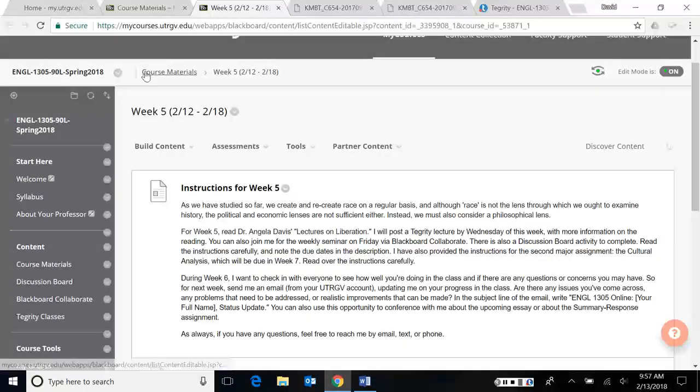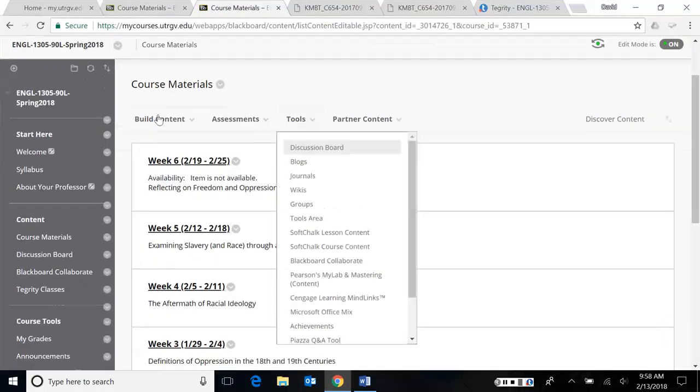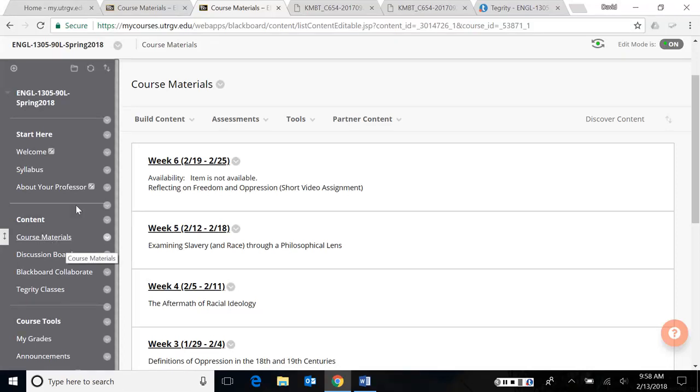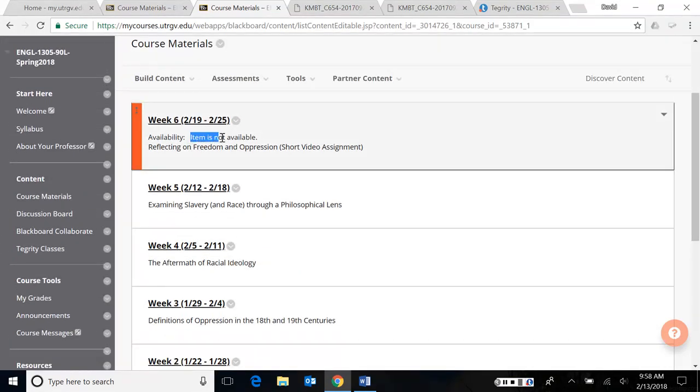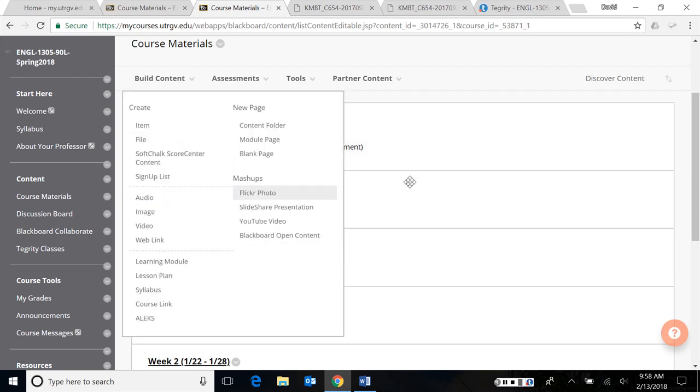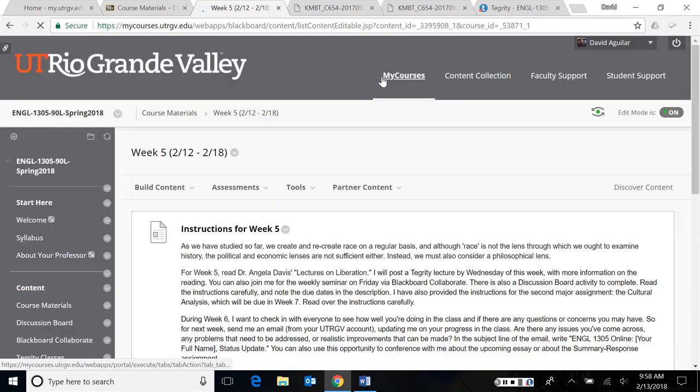And you can find, again, all the course materials you need here under course materials. Right here, everything's divided in weekly folders. You'll notice right now week 6 is not available yet. I haven't made it available. As soon as I do make it available, I'll send out an announcement with a course link to it. Okay, so for now, let's get into the week 5 material.